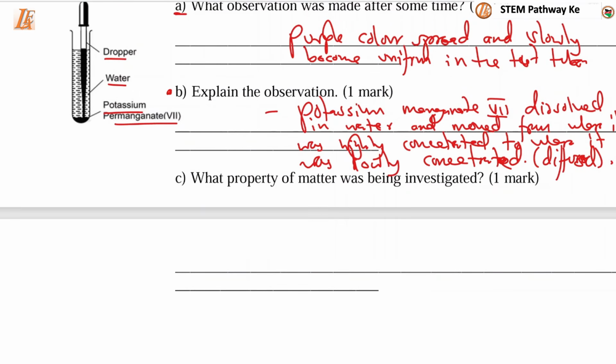Then question C, what property of matter was being investigated? The property of matter which is being investigated in this case, where a substance is moving from where it is highly concentrated to where it is lowly concentrated, is what we call diffusion. So in this case, the property of matter that we are investigating is called diffusion, where particles move from a region where they are highly concentrated to a region where they are lowly concentrated.